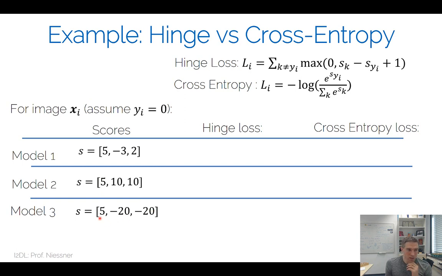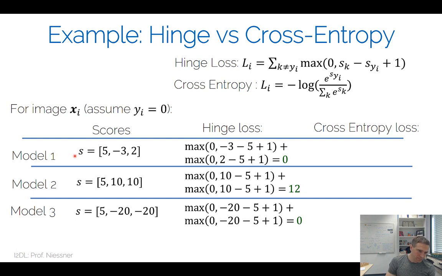Okay. Now, this is what we would like to capture with our losses, right? We would like to say, well, model 3, objectively speaking, is the best model, right? It makes the highest prediction for the right class and the lowest prediction of the scores for the wrong classes, right? This one is not great and this one is okay-ish, I guess, right?